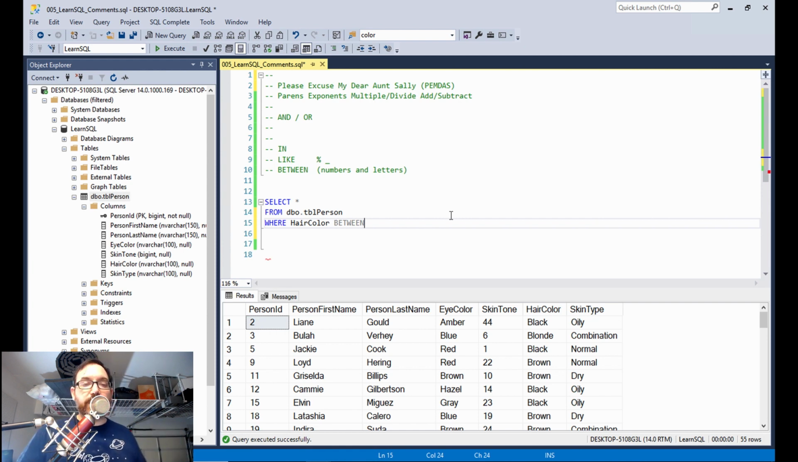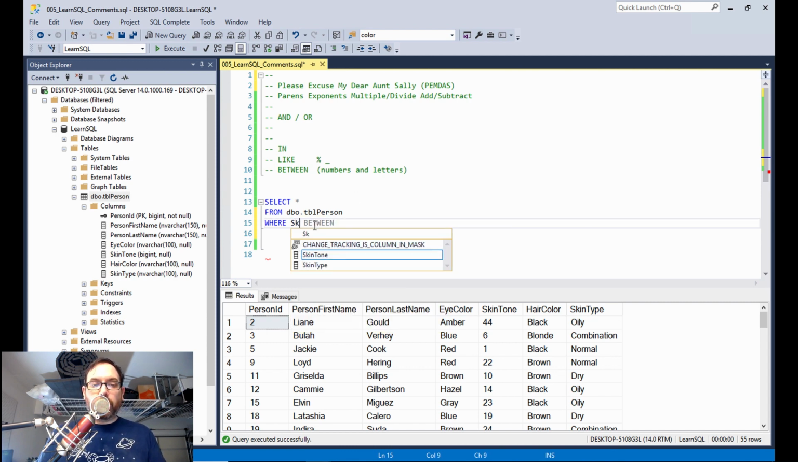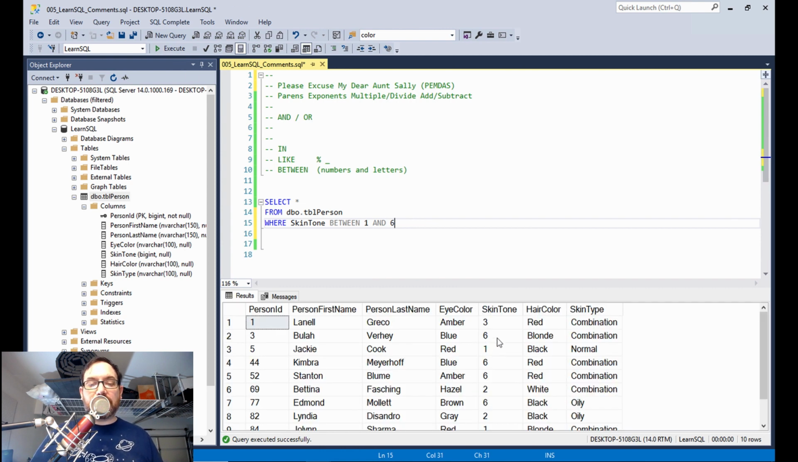So BETWEEN is similar to greater than or equal to and less than or equal to combined. So I could say skin tone BETWEEN 1 and 6. The results that will give me contain both 1 and 6. We call this inclusive. It includes both of these items, versus exclusive. Exclusive would not contain 1 or 6. So this is an inclusive operator. BETWEEN 1 and 6 will give you 1 and 6.